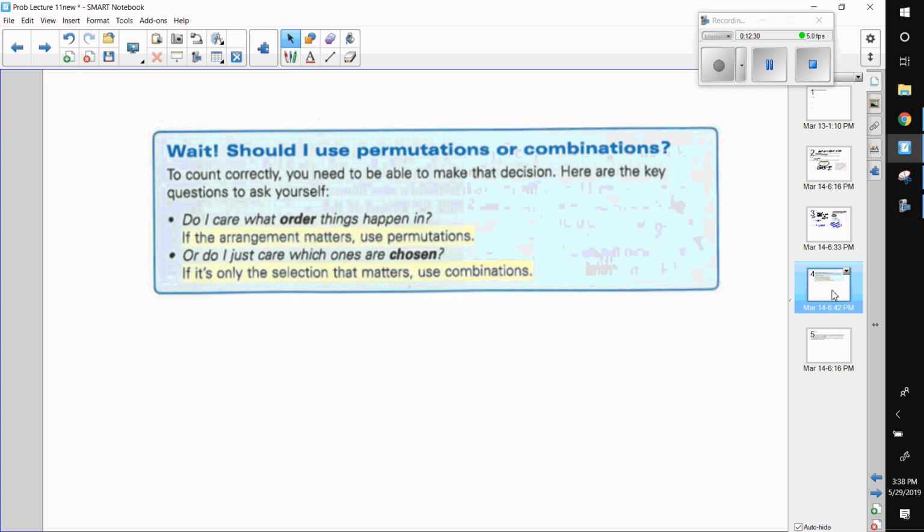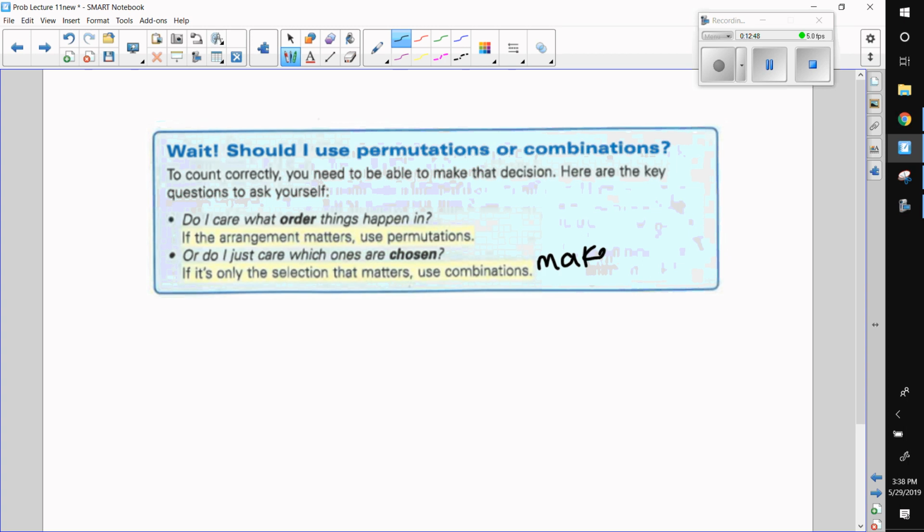Or do I care which ones are chosen? If it's only the selection that matters, we're using a combination. We pick groups in class. It doesn't matter who is in what group or what order people are picked in. We're just trying to make groups. So here we're just trying to make groups. Then we're talking about a combination. If we want a winner, really, we're talking about a permutation.